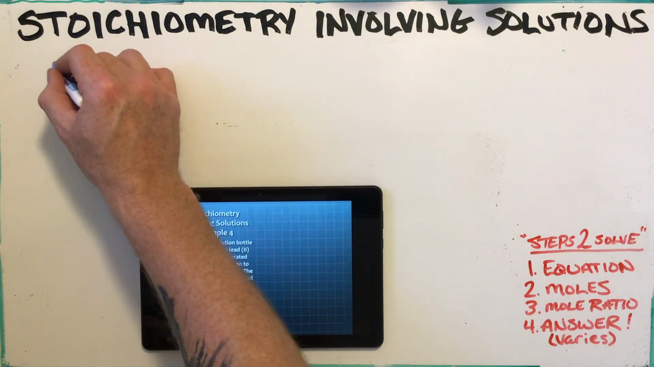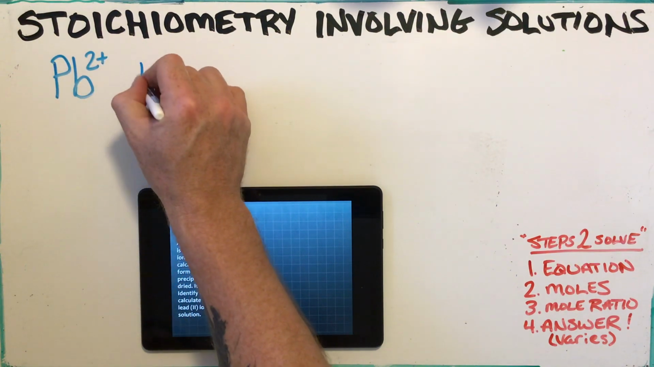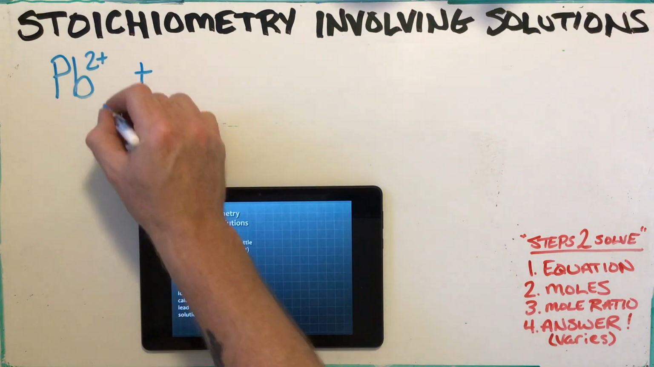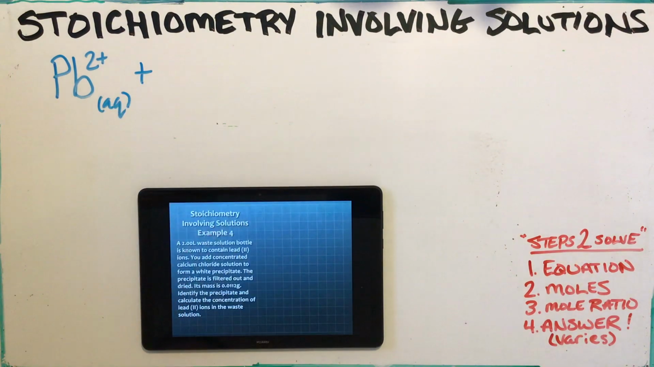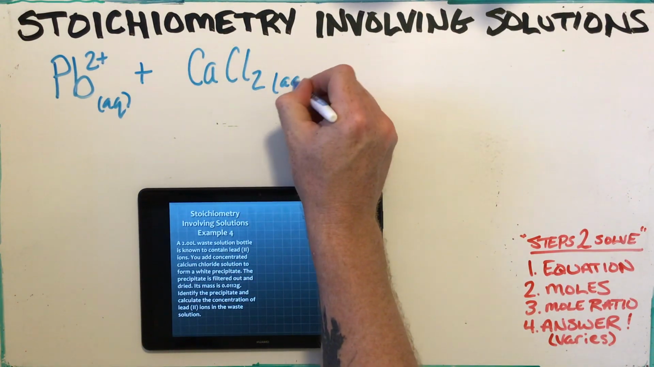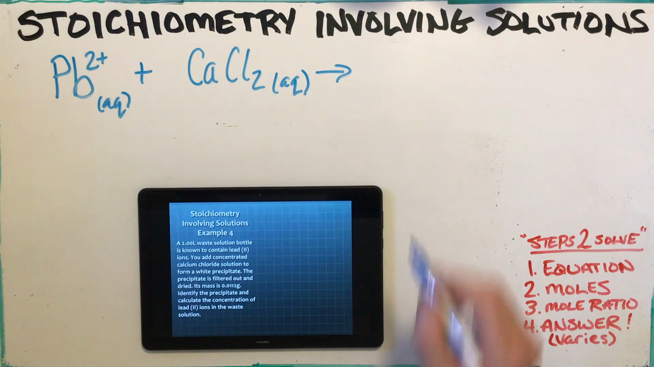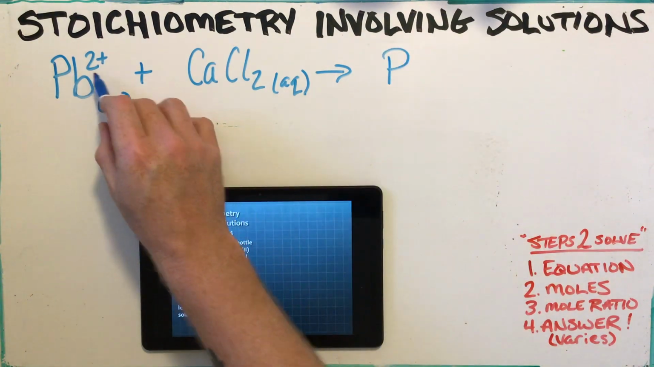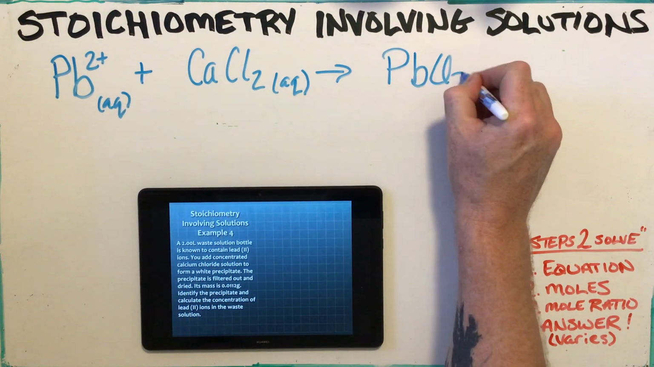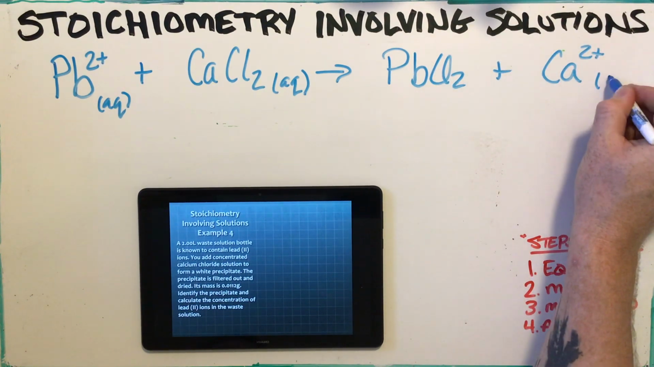I have a solution that contains lead-2 ions, right? It's an aqueous solution. It says it's a solution in the question. And I add it to calcium chloride solution, so that's aqueous as well. And a single displacement takes place. Pb, we know its charge is 2, so it's going to be PbCl2 plus calcium ions in solution.